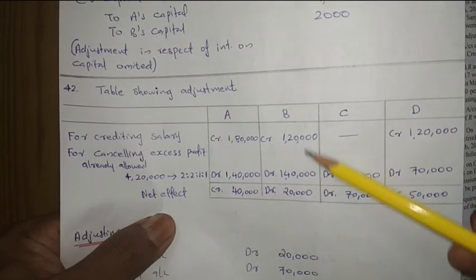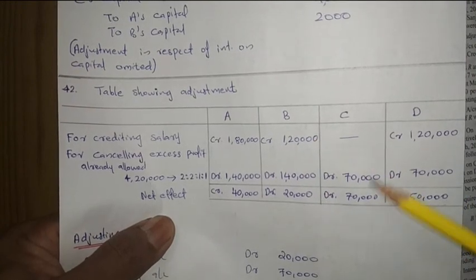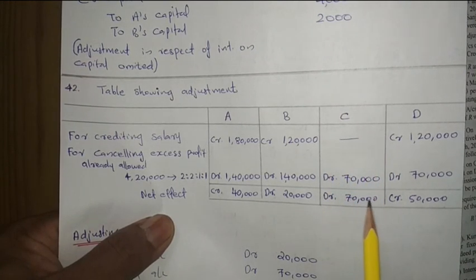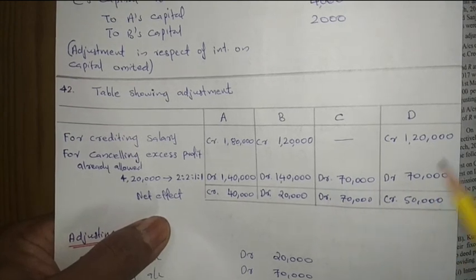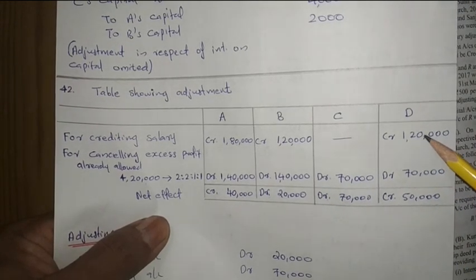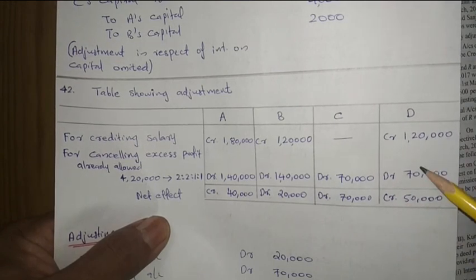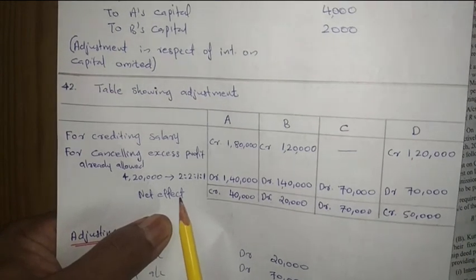1,40,000 minus 1,20,000, it is coming 20,000. Then in C's column, there is no CR and the full amount is DR only, so the same amount, 70,000, is written, and that is a debit. And in C's column, credit is more, so credit is written and the difference is 50,000. This is the net effect.